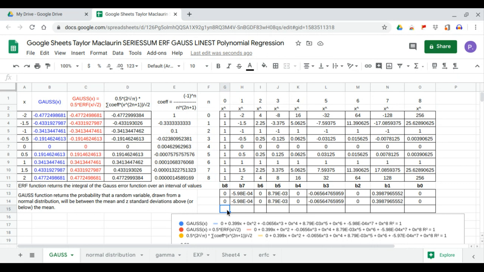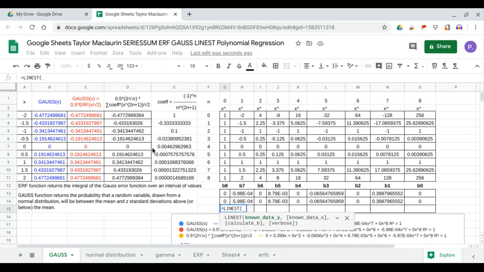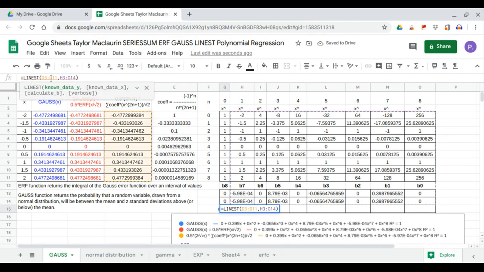The third column will be the expansion, the Maclaurin series expansion. So LINEST, data Y, and data X. Something's wrong. Yep, very good. Oh, this is wrong.